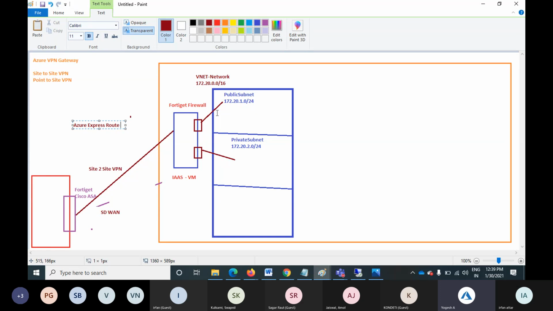So any question, any doubt? Irfan, any question? Hello, Yogesh. Yes. Can you explain SD-WAN in Azure a little bit more? SD-WAN we will discuss later. Today we are not going to discuss SD-WAN. I just mentioned it as an example, because we have three types of connectivity between on-prem and cloud. Out of the three, today we are going to discuss only site-to-site VPN. Okay.